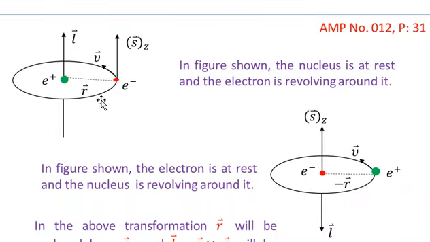So let me show you first of all this figure. In this figure, the green spot represents the nucleus with the charge plus e, and the electron is represented by the red spot with the charge minus e. V is the velocity of the electron. R is the vectorial separation of the electron from the nucleus.